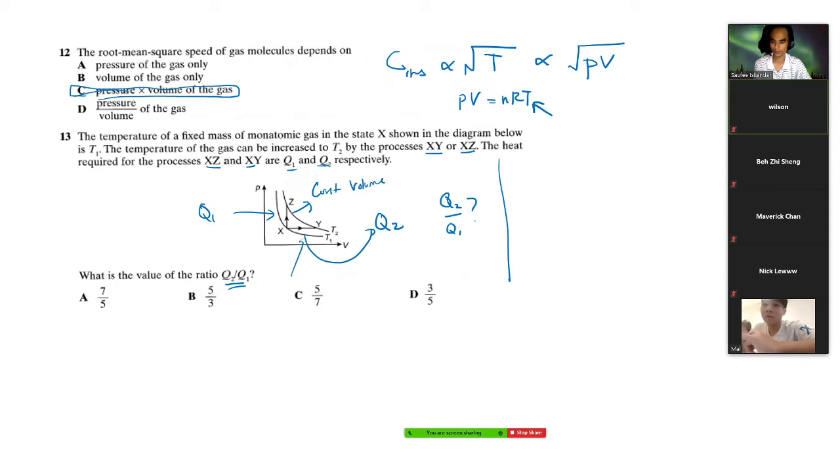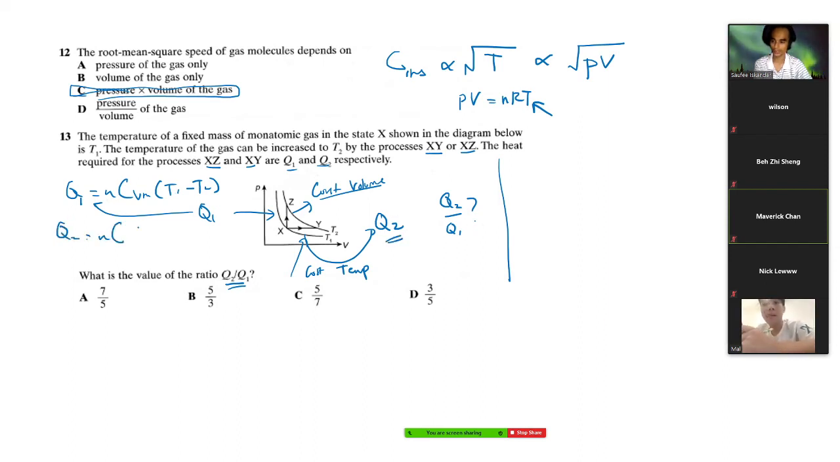Okay. This part is constant temperature. For constant volume, we have Q equals nCvm(T1 minus T2). This we call Q1. For Q2, Q2 equals nCpm(T2 minus T1), this is also T2 minus T1. So Q1 and Q2.